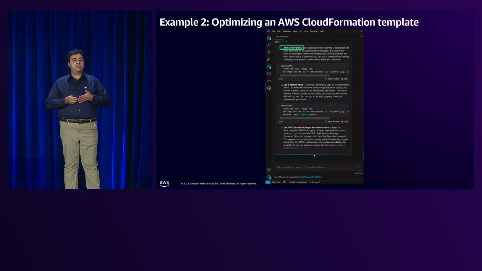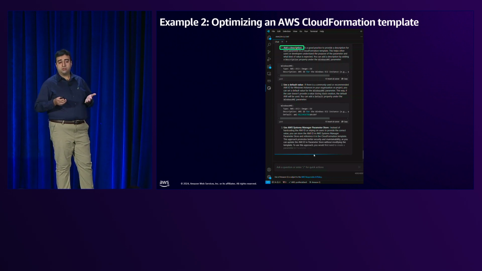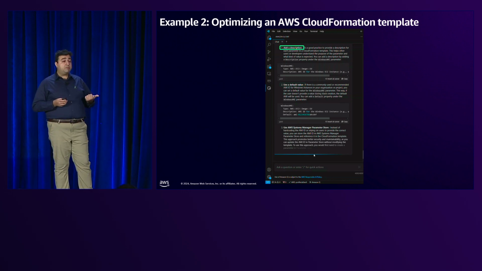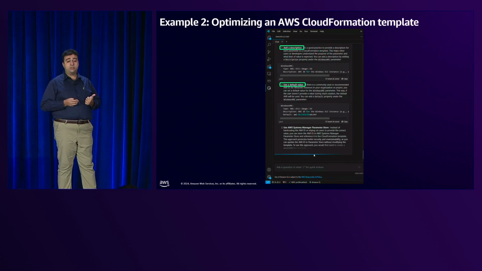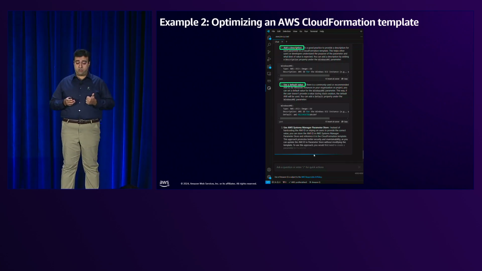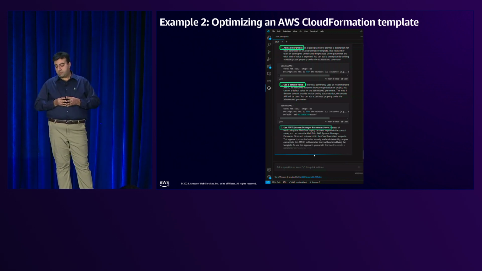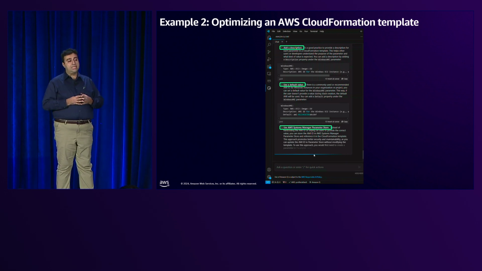The first suggestion is for me to add a description to this piece of code. That's always a good suggestion to make it more readable. Use a default value. Right now, I have to pass an AMI ID to my script, otherwise it would fail, which is a good suggestion. But let's take a closer look at the third one. Use AWS Systems Manager Parameter Store.